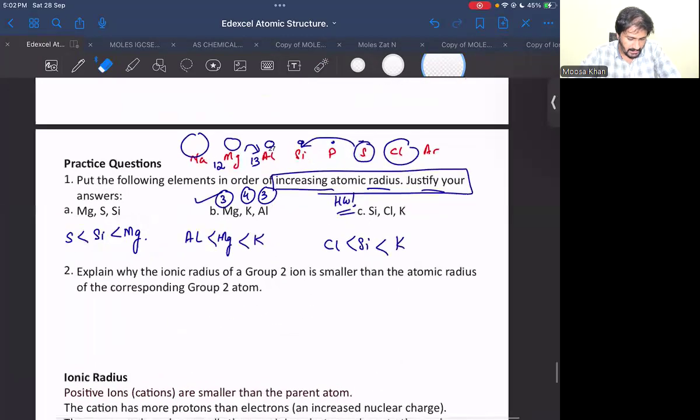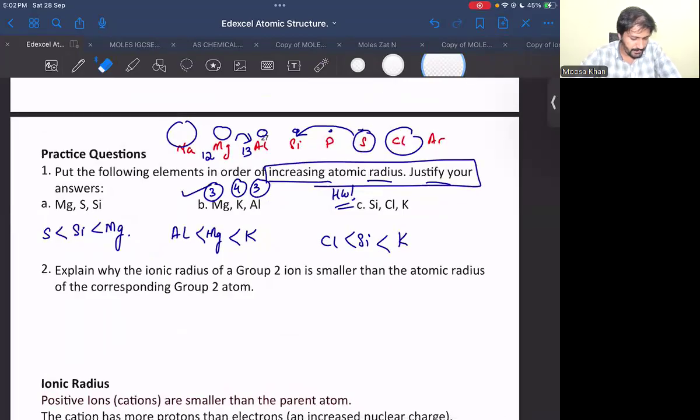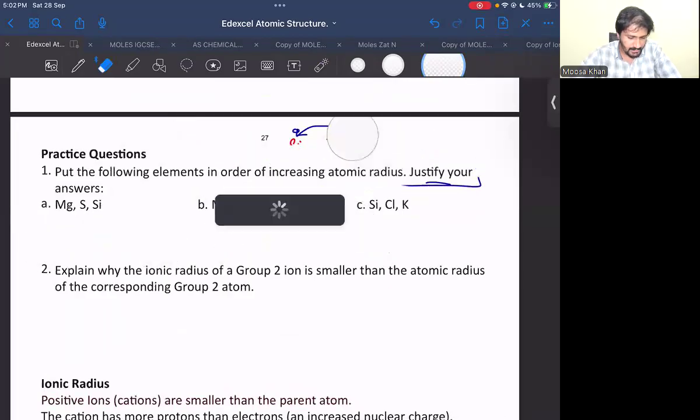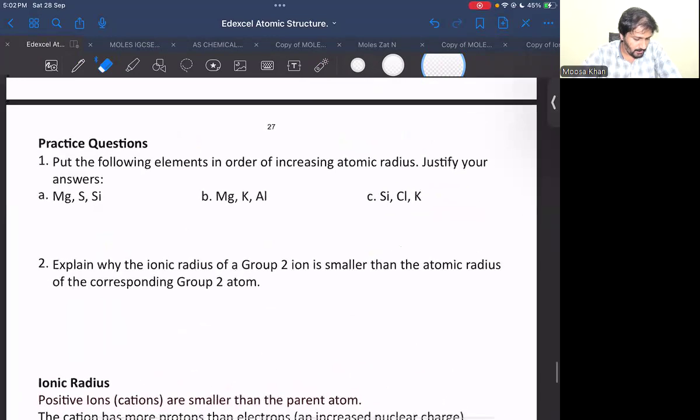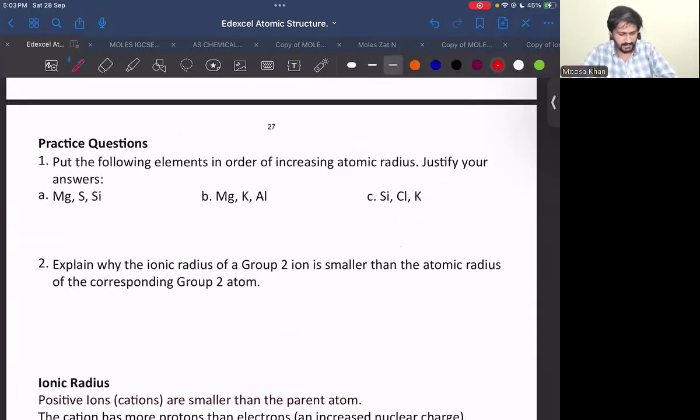Okay. Here's one practice question for you guys. You must have periodic tables in front of you to answer this. Put the following elements in order of increasing atomic radius. Justify your answer. Just put it in the order of increasing atomic radius. Justification we can do later. Magnesium, sulfur, and silicon. Which one of these has the smallest atomic radius? Magnesium, sulfur, or silicon?